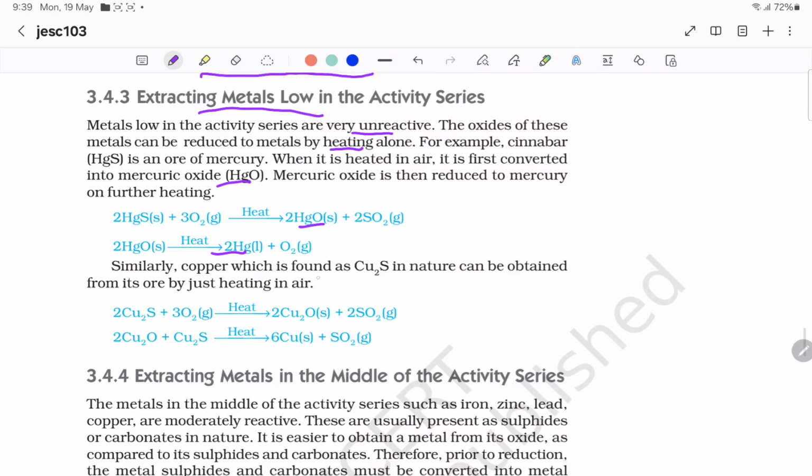Similarly, copper is found as copper sulfide in nature and can be obtained from its ore by just heating in air. So we get the oxide, and copper sulfide gives you copper and sulfur dioxide.